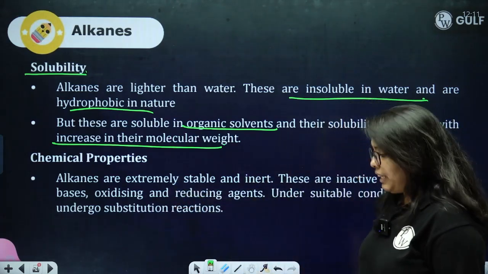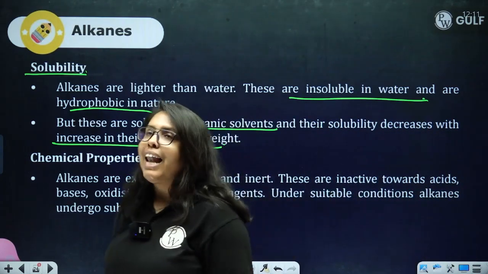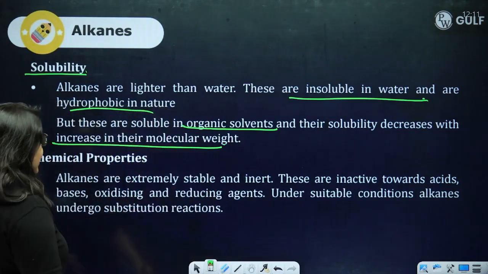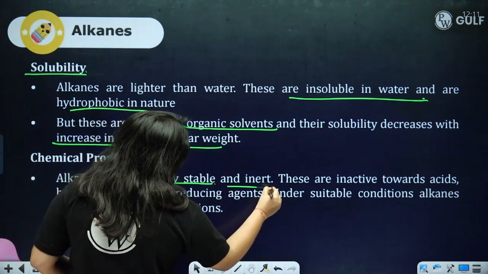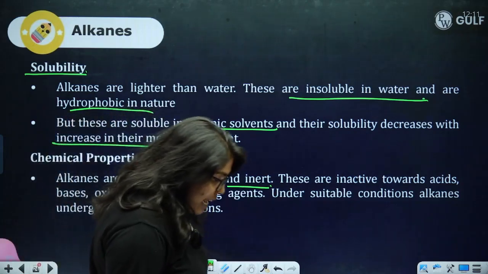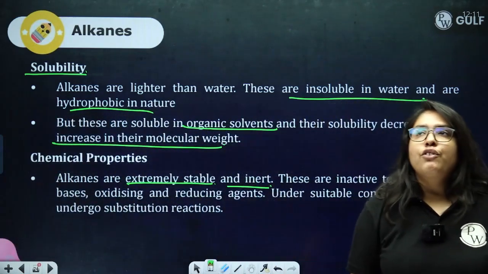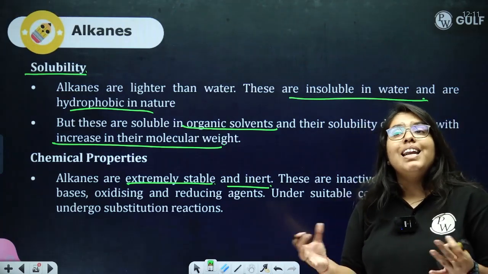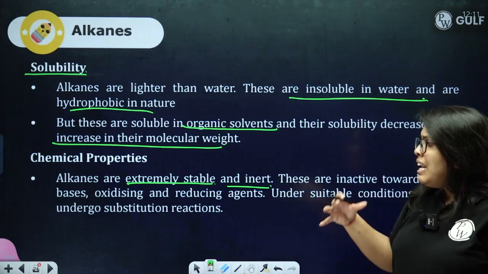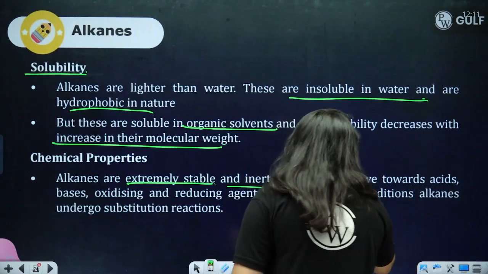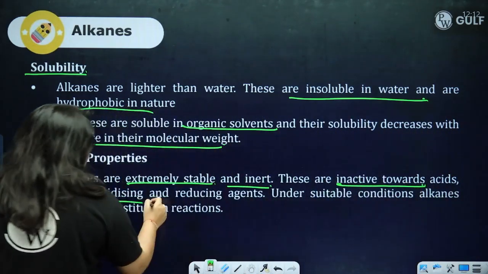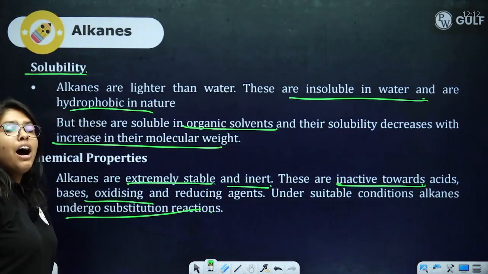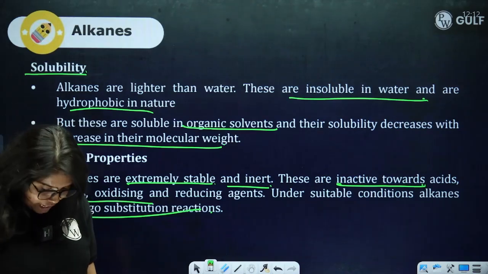So, chemical properties. Now, with respect to chemical properties, beta, alkanes are relatively more stable and inert in comparison to the other hydrocarbons. As a result, their chemical reactions, with respect to the others, are less extensive. And these are unreactive towards acids, bases, oxidizing and reducing agents. Under suitable conditions, alkanes undergo substitution reactions as well.